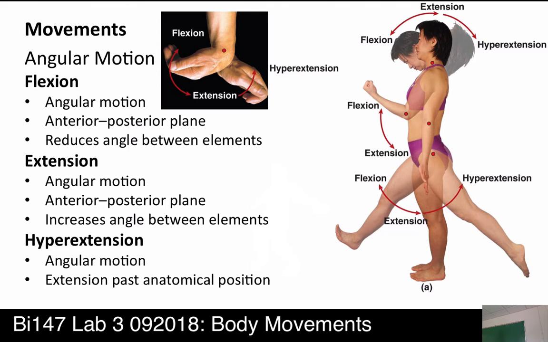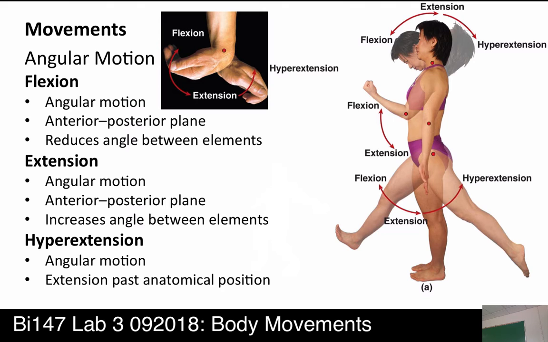Flexion is simply bringing... so any angle is made of three points, right? The vertex and the two other points. And as you're closing an angle, flexion just means bringing the two arms of the angle closer together, okay? So, for example, this person is flexing their arm. Extending your arm is widening the angle. And this is all within the anterior to posterior plane.